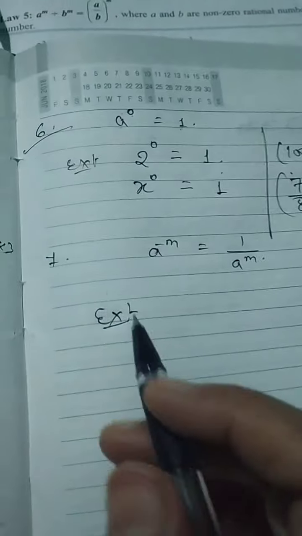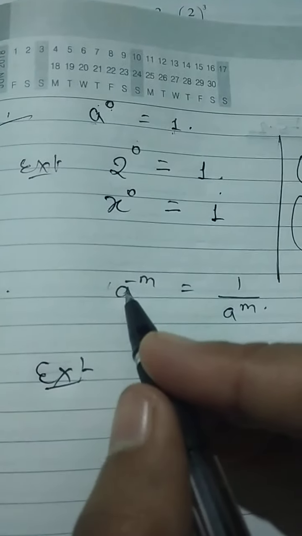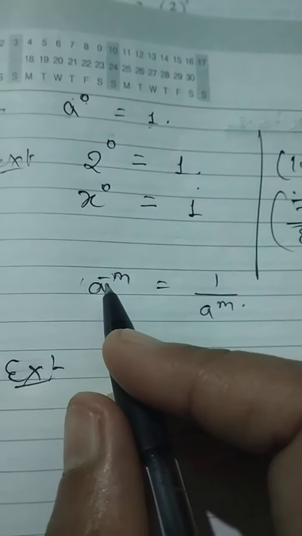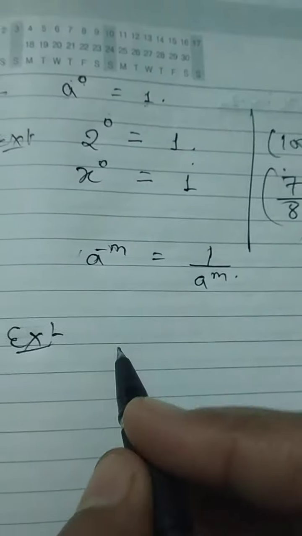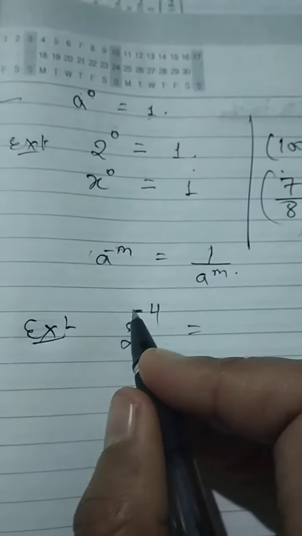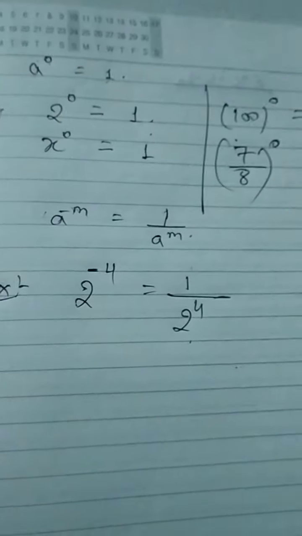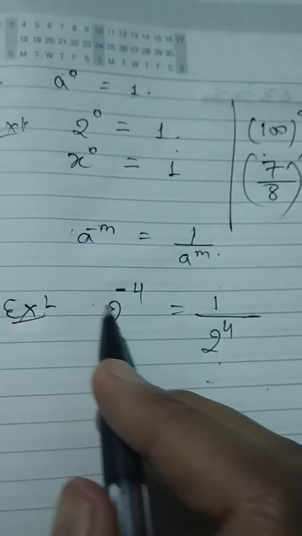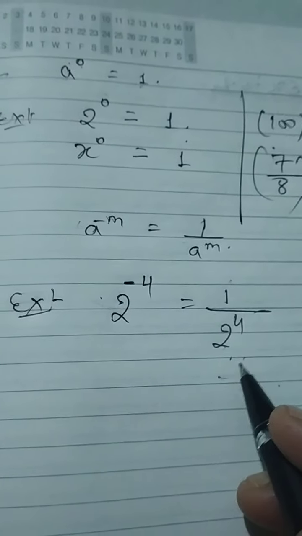Okay. Now the next and last law is the inverse law. So it is a to the power minus m. If you are writing the number like this, then we can write it in positive form, 1 by a to the power m. For example, suppose 2 to the power minus 4. If you have to write this minus 4 in positive form, then you will have to write 1 by 2 to the power 4. Its inverse form is this, and if you want to write it in positive, it will be equal to this.